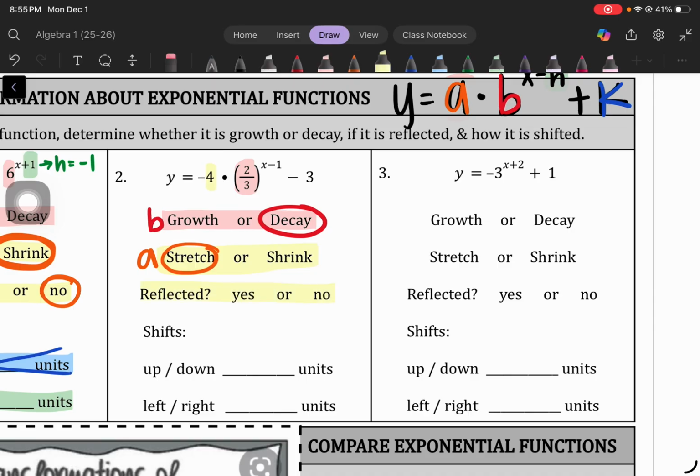Is this reflected? So we're looking for that negative. I see that negative. There's technically that -1 out here. So because we have that negative, yes, that A is reflected. So this graph is reflected.